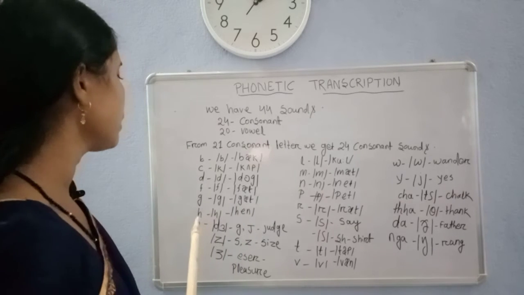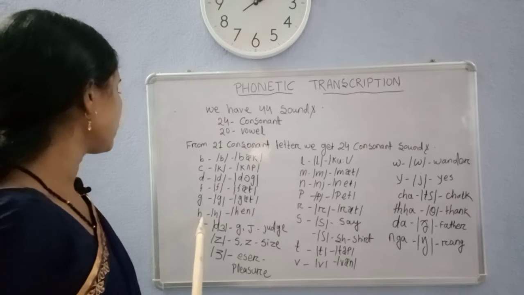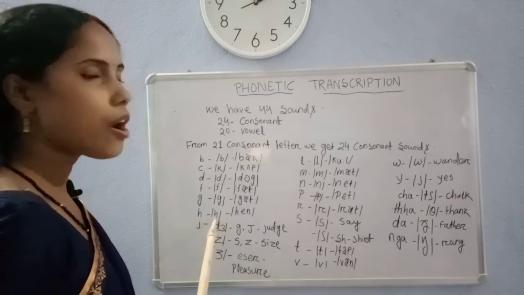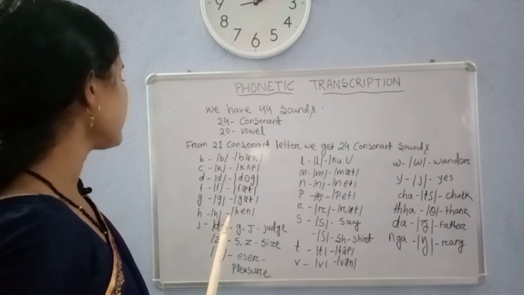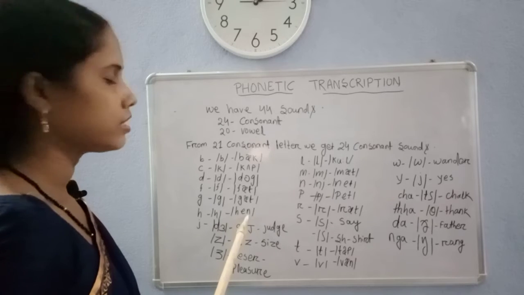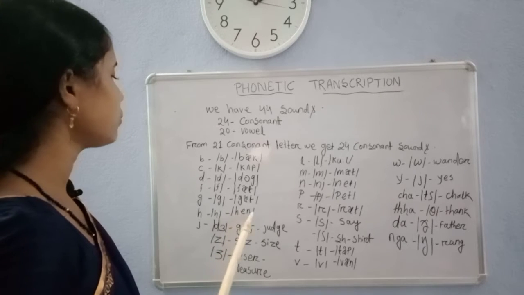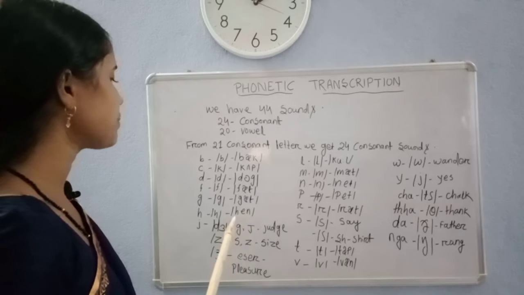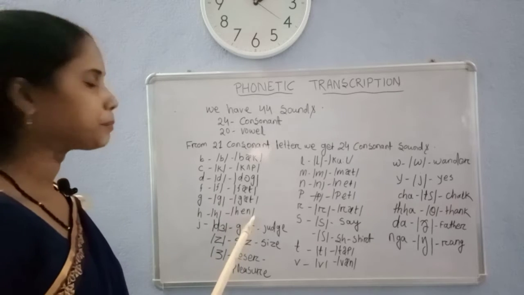This is H. For your H letter, the sound is ho, as in the word hen. The H sound, then the A sound, then the N sound. Hen, the transcription of the word hen.